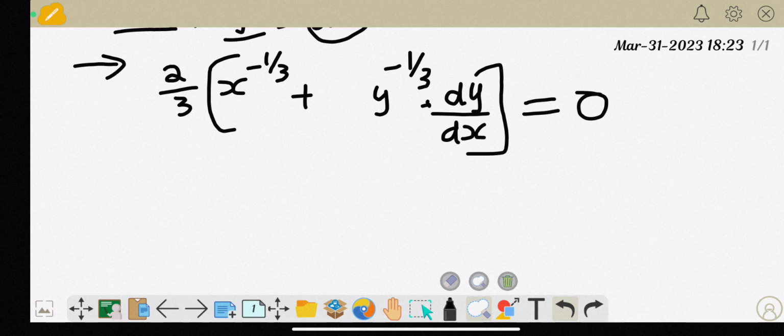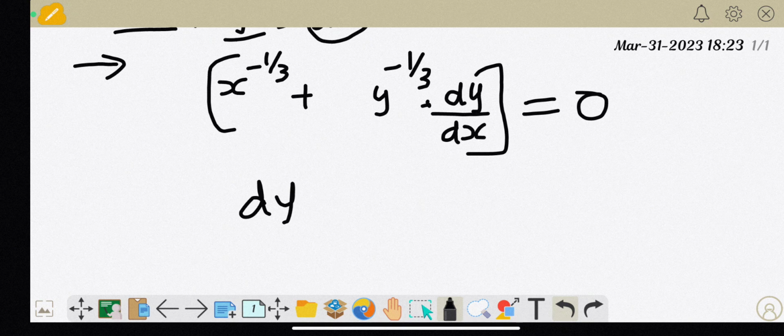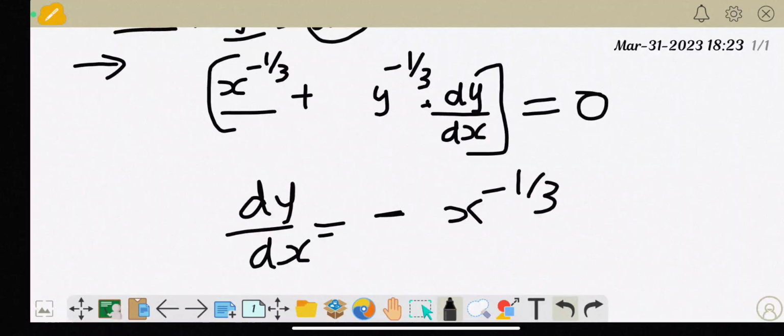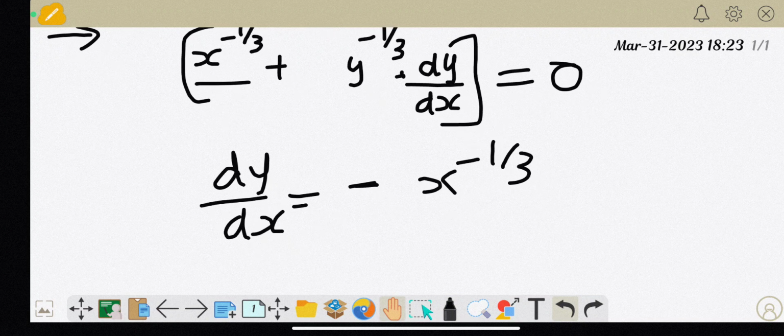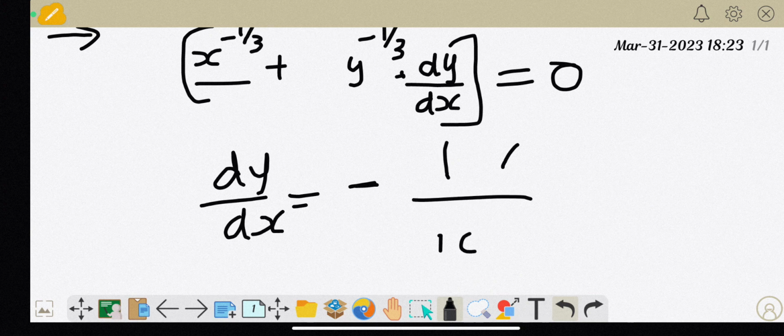Then if I send 2 by 3 to the right hand side, 0 into 3 divided by 2 will be 0, so it will be reduced, correct? Now what is left? dy by dx is equal to, here I'll send it to the other side, so that will be minus x to the power 1 by 3. If I want, I can send it to the denominator, so it will be 1 by x to the power 1 by 3.